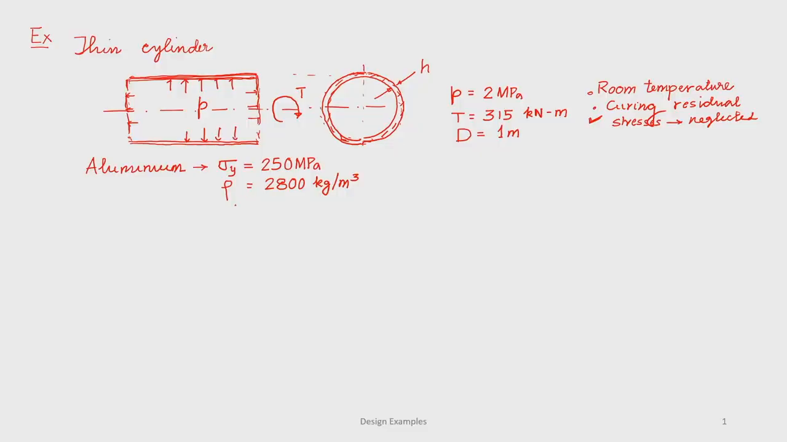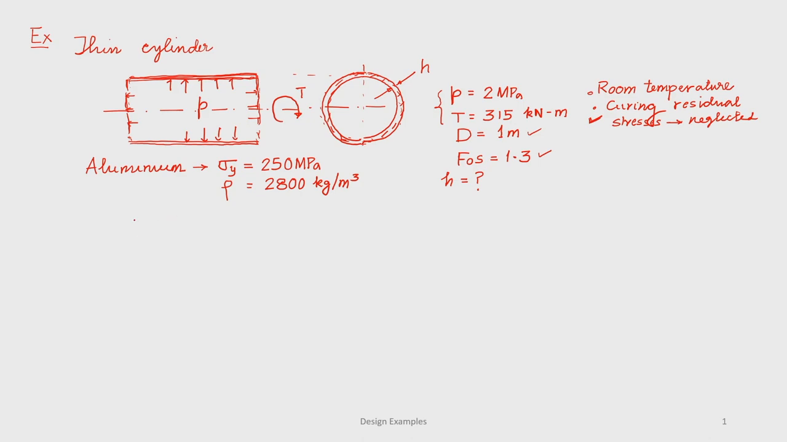First, let us analyze this pressure vessel. Suppose the operating factor of safety is 1.3. Therefore, we need to first find out, if this pressure vessel is subjected to this internal pressure P, 2 megapascal, and experiencing a twisting moment 315 kilonewton meter, and its internal diameter is 1 meter, and if it has to operate with a factor of safety of 1.3, what is the minimum thickness? So, how do you do that?